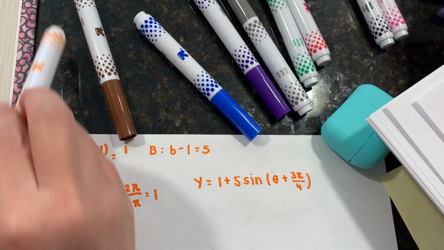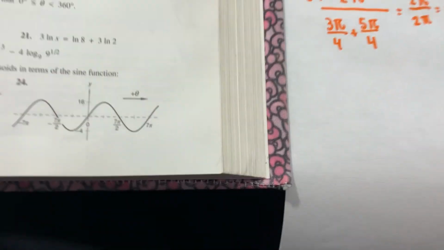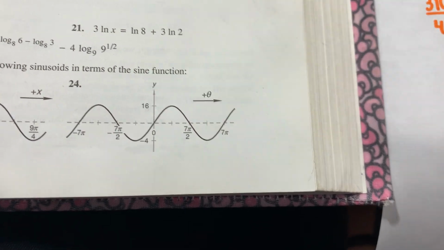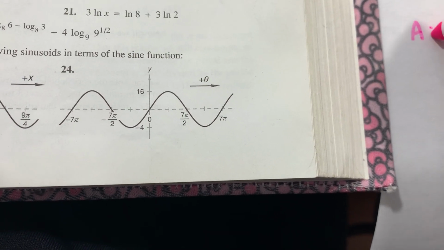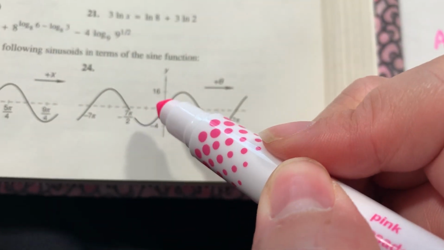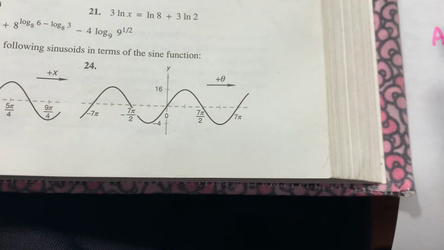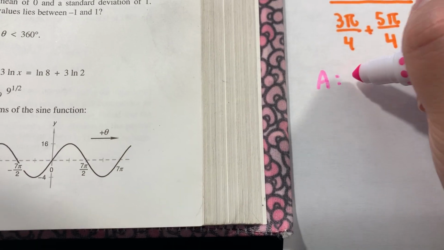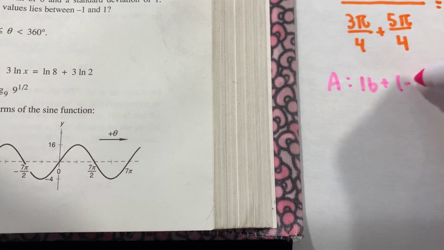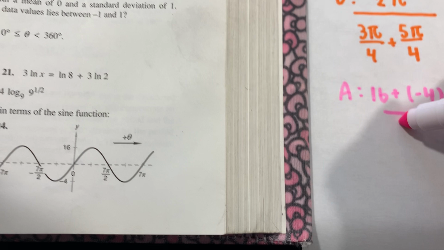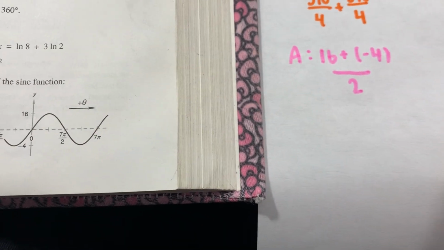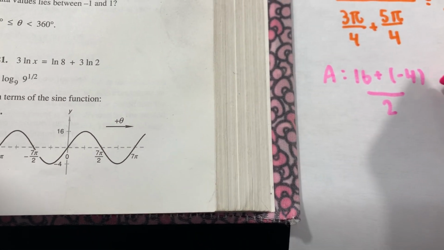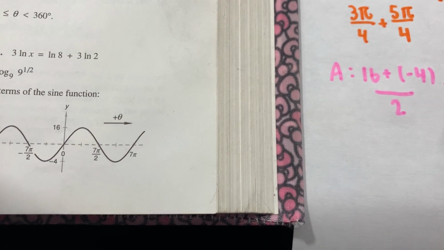So for number 24, it's similar. We're going to start the same way. A is going to be the top plus the bottom divided by 2. So the top, we notice, is 16. The bottom is negative 4. So A would be 16 plus negative 4 divided by 2. So 16 minus 4 is 12, divided by 2 is 6.